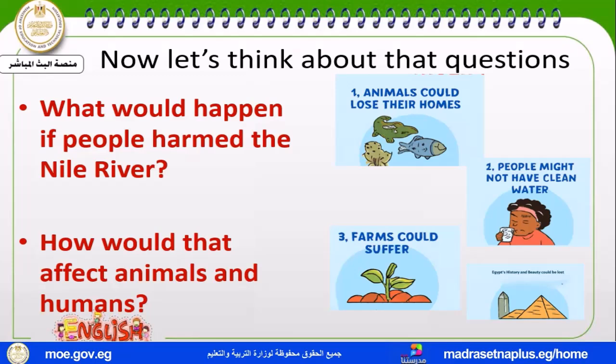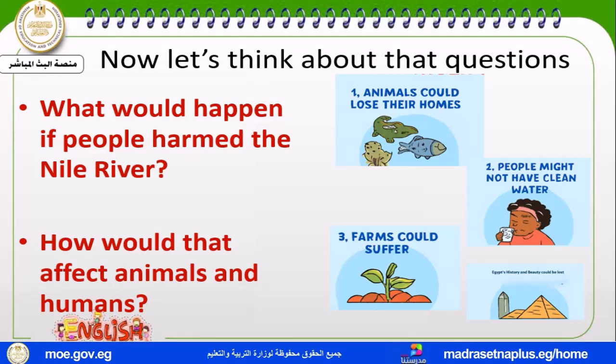Most importantly, Egypt's history and beauty will be lost. Egypt is known by the River Nile. If we lose the River Nile and its beauty, Egypt will lose one of the most important things in it.